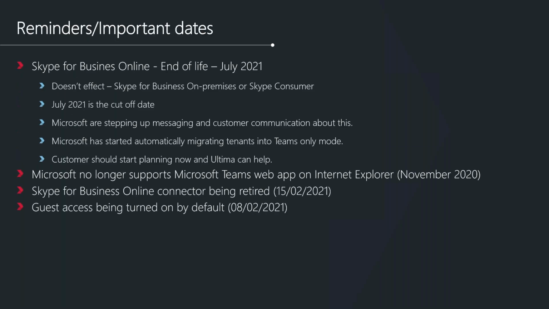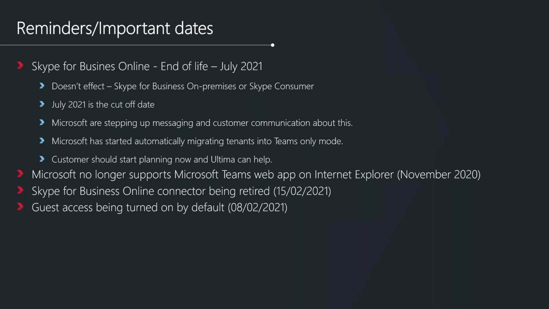And again, before we actually dive into the technical side, just a couple of reminders and important dates. One which I've mentioned on, I think, every other webinar so far. Skype for Business Online end of life date is July 2021, which is about 6 months away. If you are using that service, please do start planning your migration sooner rather than later. And just a note that this doesn't affect Skype Consumer or Skype for Business on premises if you're using that version of Skype.